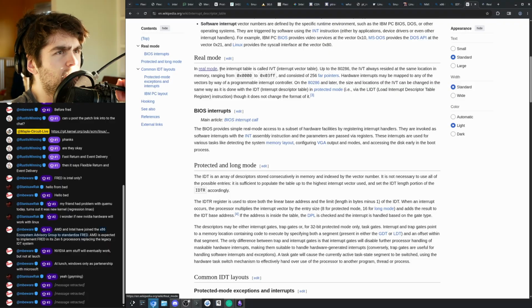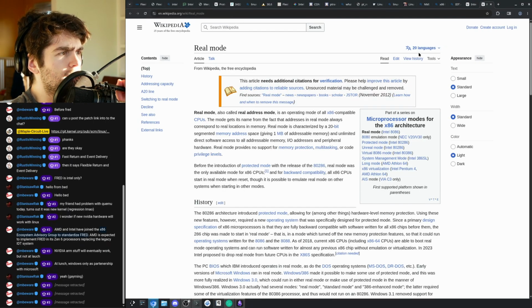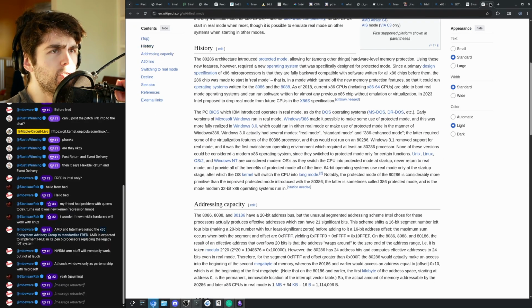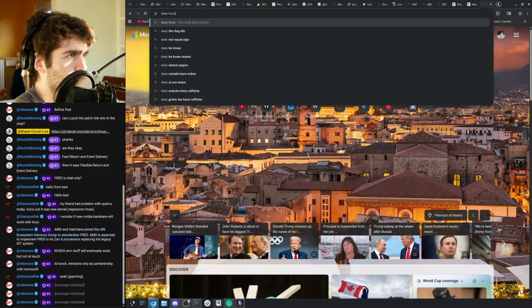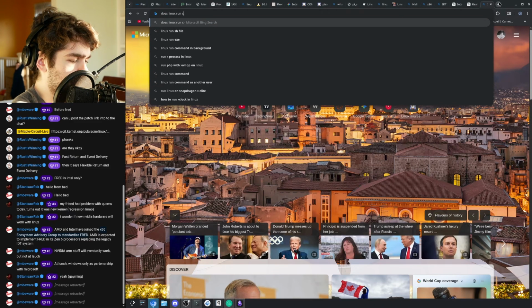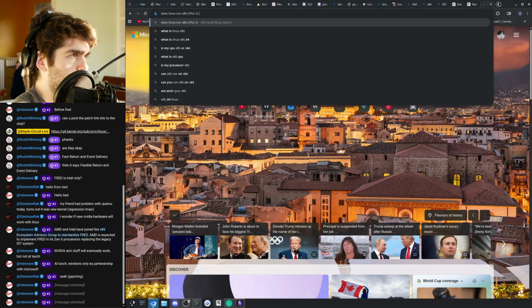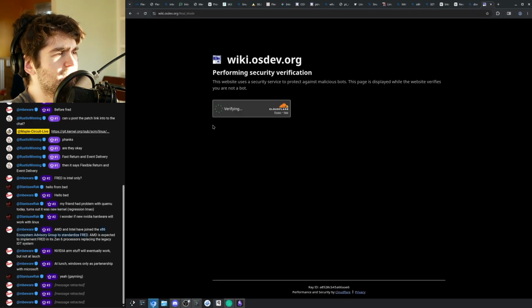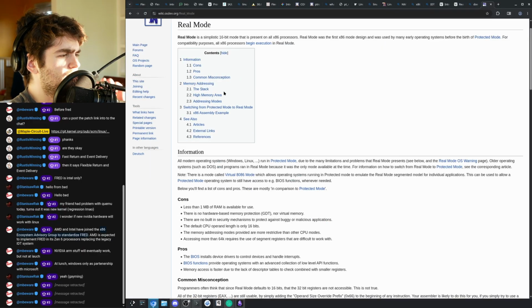Cool. What do we mean by real mode? Real mode, also real address mode, is an operating mode of all x86 compatible CPUs. The mode gets its name from the fact that addresses in real mode always correspond to a real location in memory. Okay, so it's probably not the mode that we're running on. Wait, do we run in real mode? Does Linux run x86 CPUs in real mode? Protected mode. Isn't protected mode limited in memory? Am I wrong?